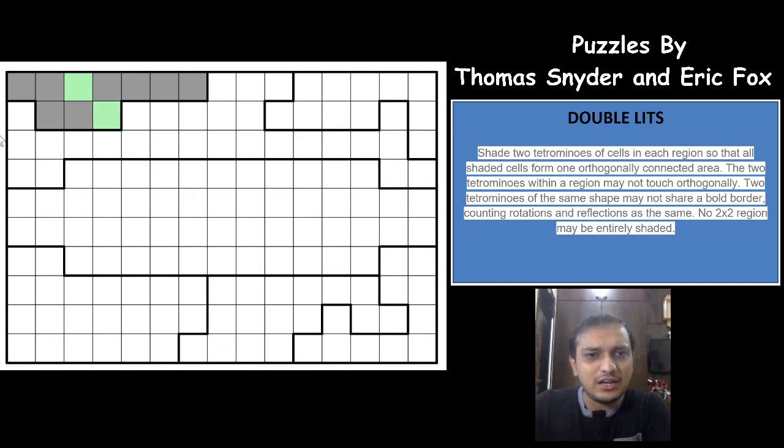So you have only 9 cells remaining. There are 10 cells in this region. One cell was totally eliminated at the start, and you have only 9 cells remaining, and exactly 9 cells will be used for 2 tetrominos, right? That's nice. So this is unshaded. There cannot be a tetromino here because you will form a 2 by 2 group, right? So there is no tetromino here.